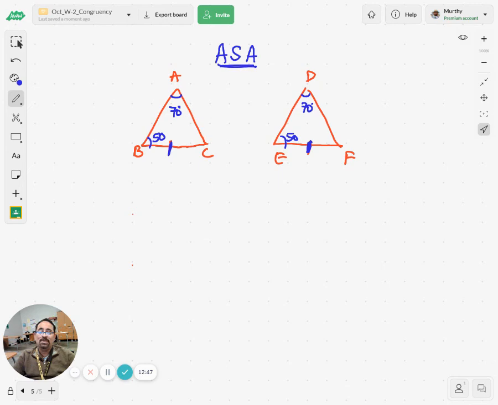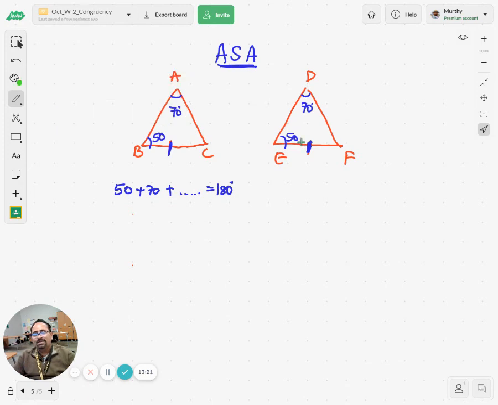Because ASA means the side is necessary to be in between the given two angles. If so, the side is not in between the given two angles, you can notice that, right? But still these two are congruent. How? Because I know the sum of three angles of a triangle is equal to 180. What is the third angle, which is angle C? Can you figure it out or not? Think of it.